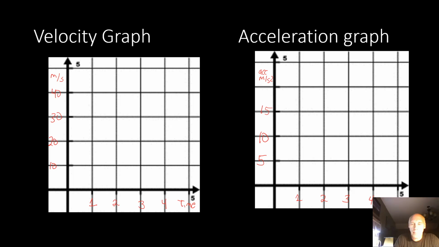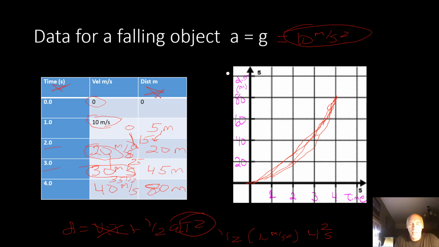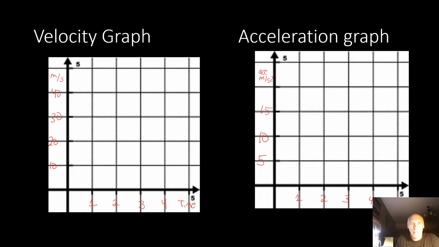For the same data table, you may have to flip back and forth here to write that down. If we were to graph the velocity versus time, after 1 second it's going 10, 2 seconds it's going 20. This is a nice linear graph. 3 seconds 30, 4 seconds 40. So here's the velocity graph for that falling object. It's a nice straight line at a 45-degree angle. Okay, and that's what that should look like.